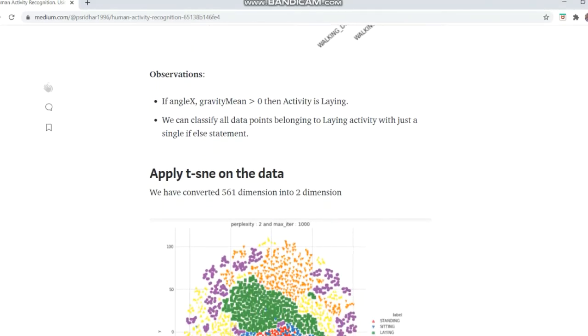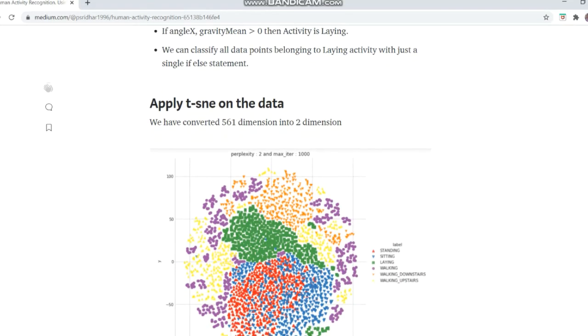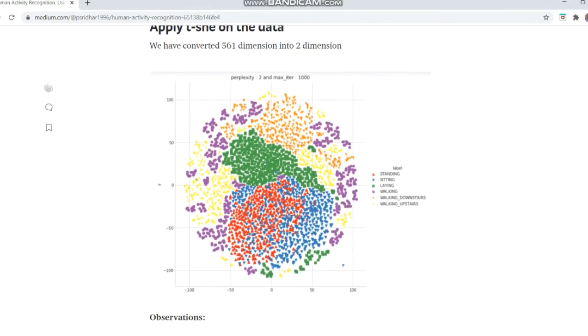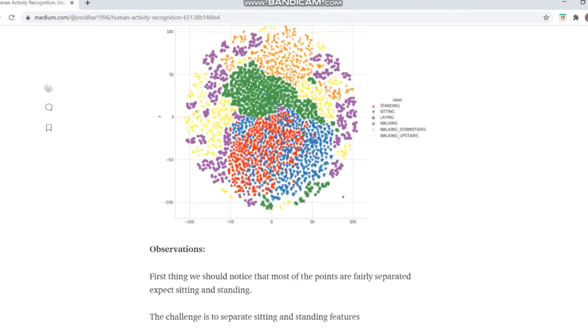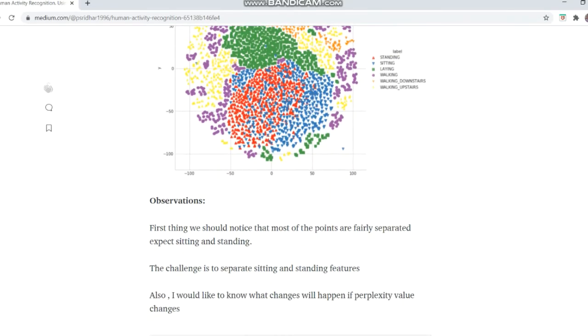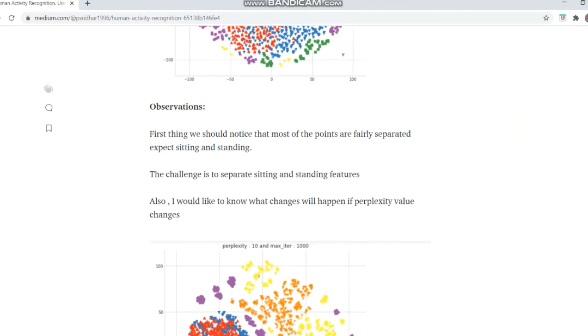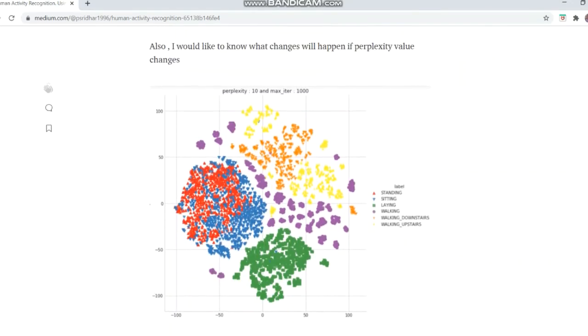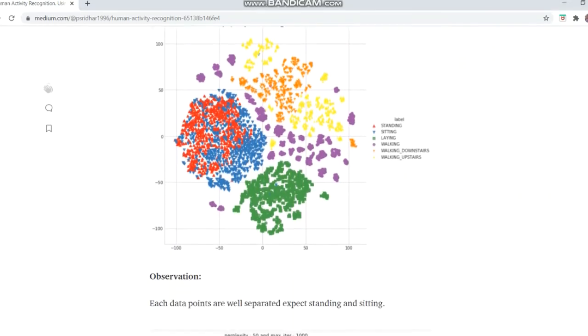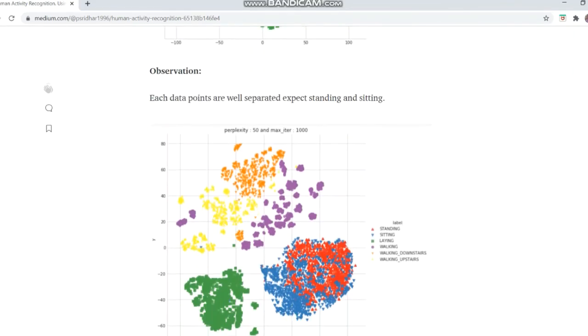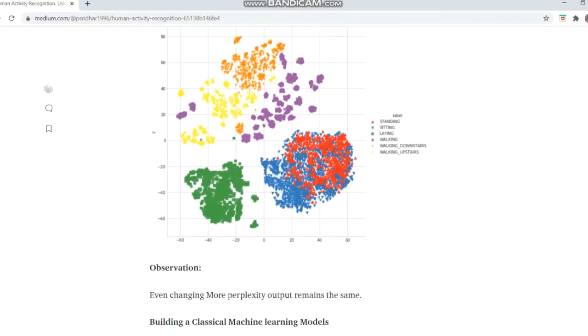Here we are applying t-SNE on the data. First we need to convert 561 dimensions into 2 dimensions. First thing we should notice is that most of the points are fairly separated except sitting and standing. The challenge is to separate sitting and standing features. Also, I would like to know what changes will happen if the perplexity value changes. Each data point is well separated except standing and sitting. Even changing the perplexity, the output remains the same.